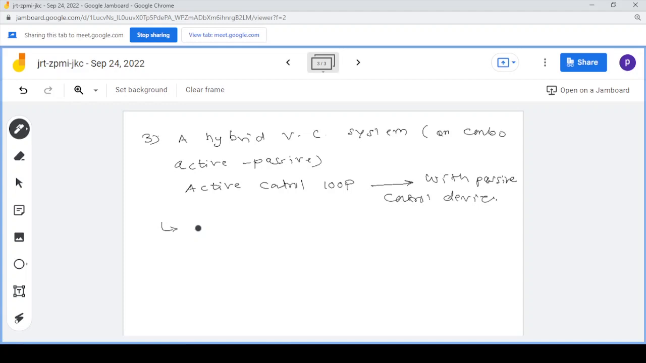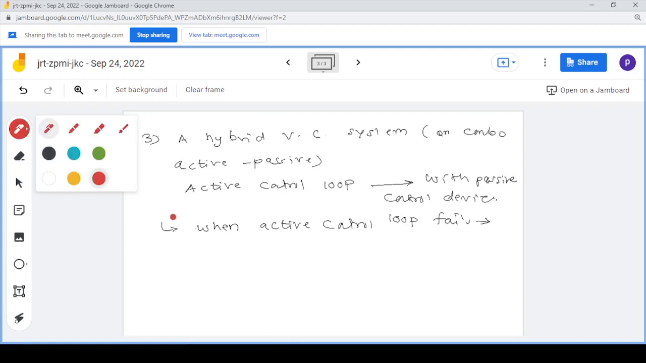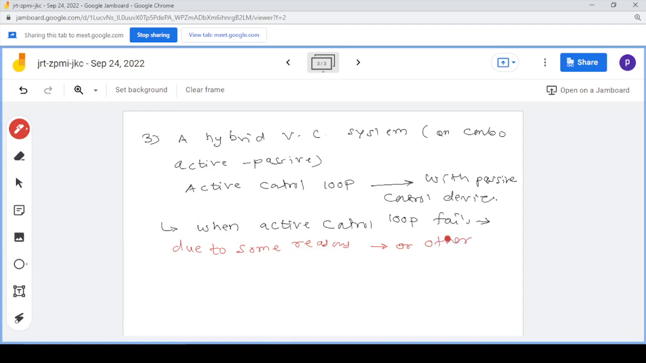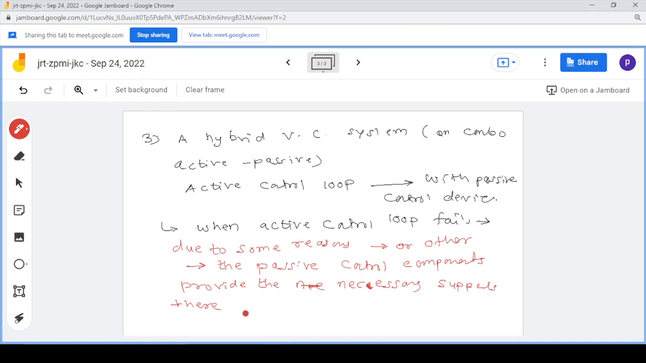Okay, because of which, when the active control loop fails, because of some reasons or other reasons beyond control, the passive control components provide the necessary support, thereby providing fail-safe nature or fail-safe support to the system.